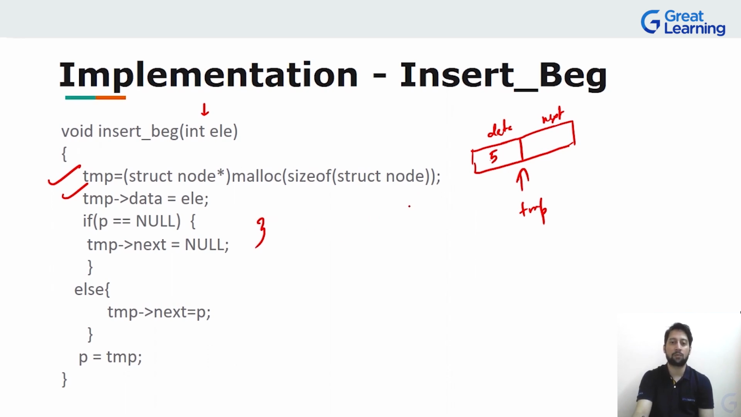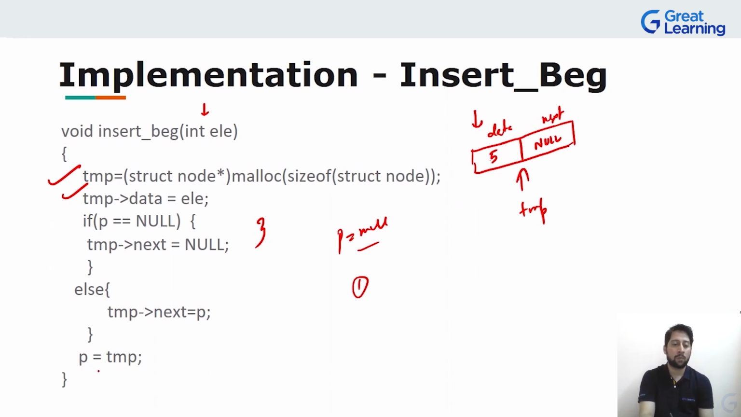Now we are checking if root, that is this p, which is obviously globally declared, so we don't have to pass it to every function that we create. Now if this p is null, that means our linked list is empty. Let's suppose the first case is there. Then we make this temp's next null, because there is only one node in the entire linked list. So its next will be null.